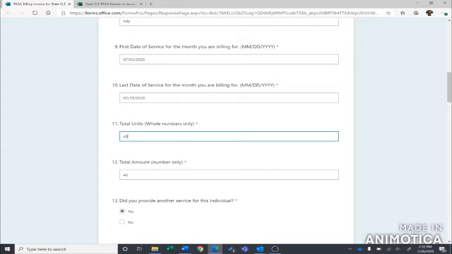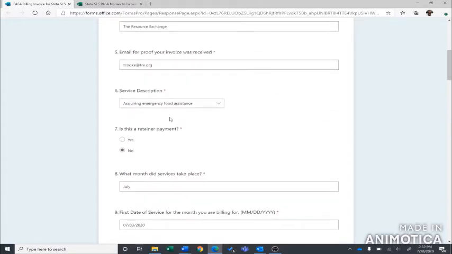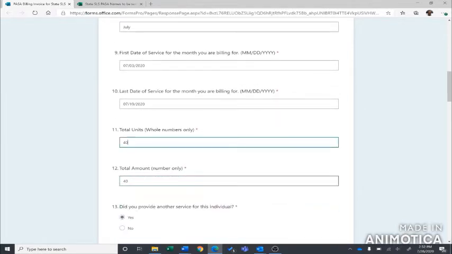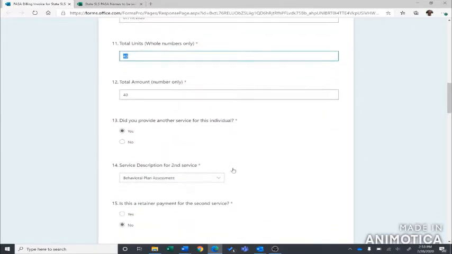Now, the next thing is units, and units are different than total amount, although they don't look it here. But units are the units that you're billing for according to the state. So if it's something like Homemaker Basic, 1 unit is equivalent to 15 minutes. However, since we're billing for acquiring emergency food assistance, 1 unit is equal to $1. So the total amount would be the dollar amount. And these two will be different depending on what service you are providing. And you'll see an example of that in a moment.